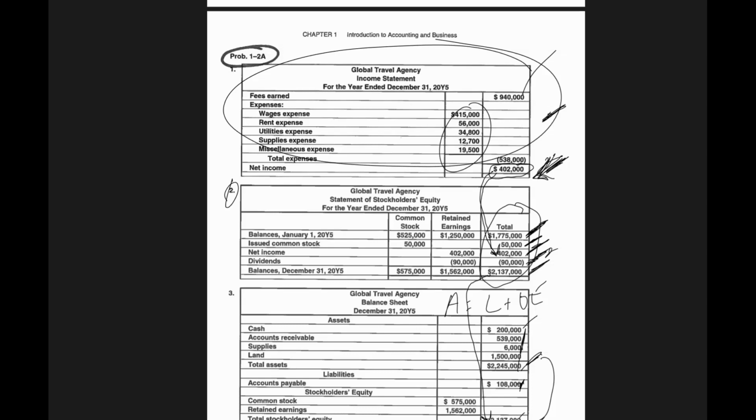So once again, there is a rhyme and a reason to this order. Income statement first, statement of stockholders' equity second, and then we put in our balance sheet numbers, our assets, our liabilities, and our two components of equity, common stock and our retained earnings.